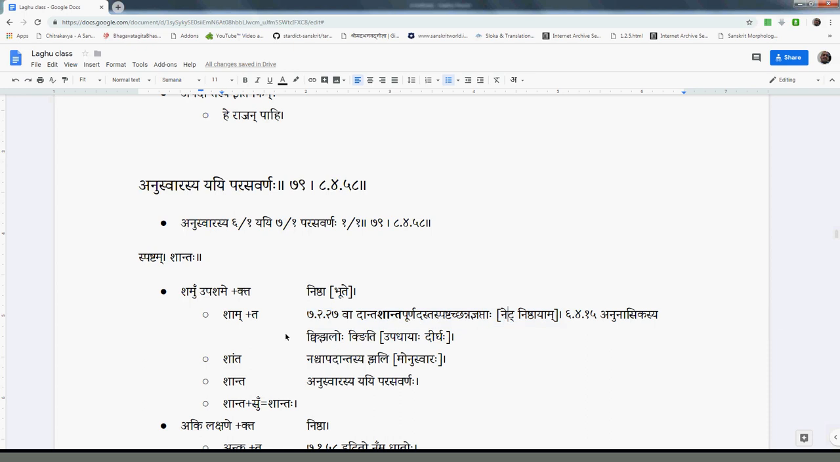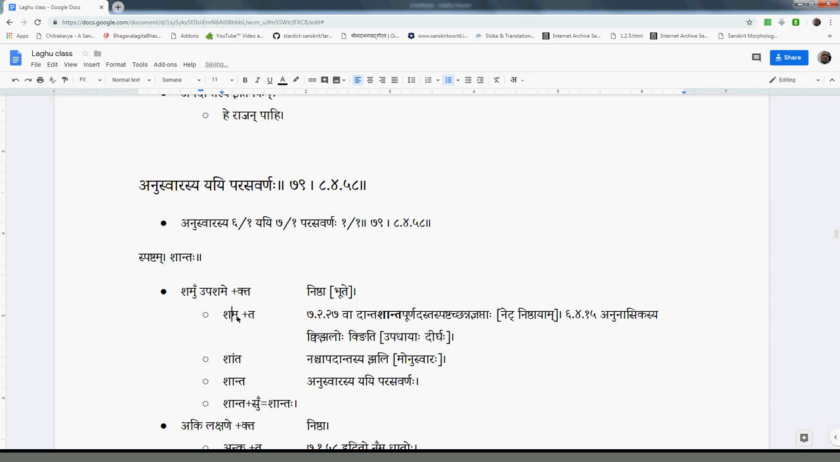Vibhashaya net means, va net means, we are not taking idagama here. Therefore, ta will not take idagama here. If it does not take idagama, then it will be sham plus ta. Further, what it says, anunasikasya kvijjaloho niti upadhayaha dirghah. Of course, this will come later.